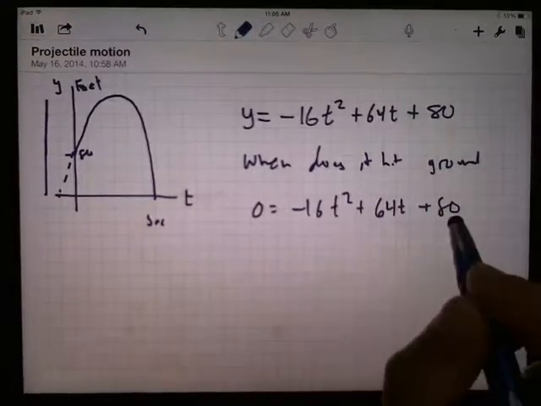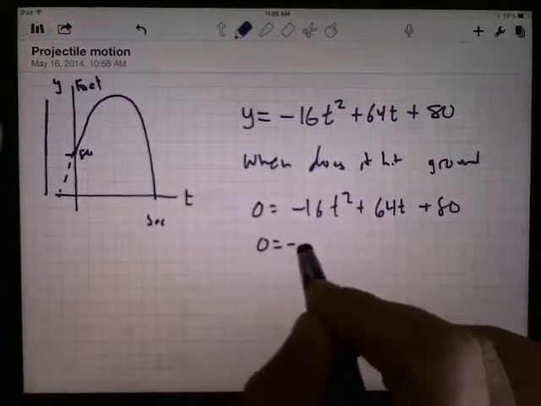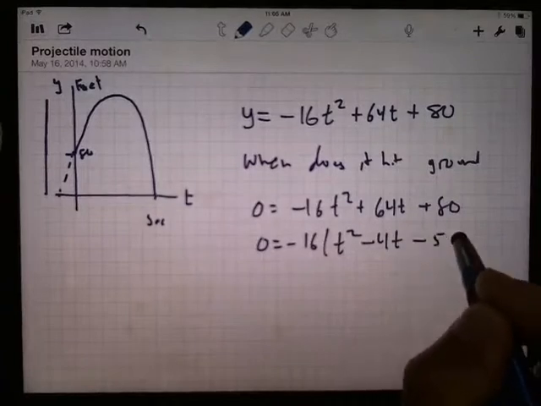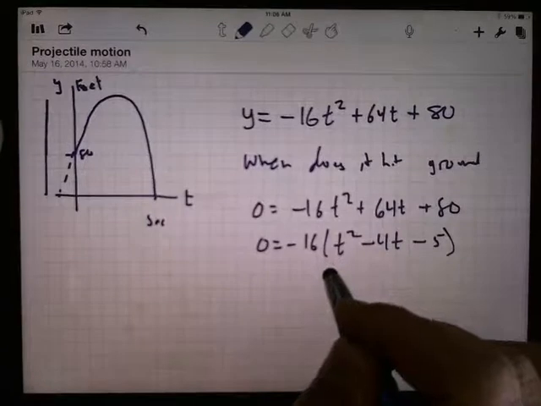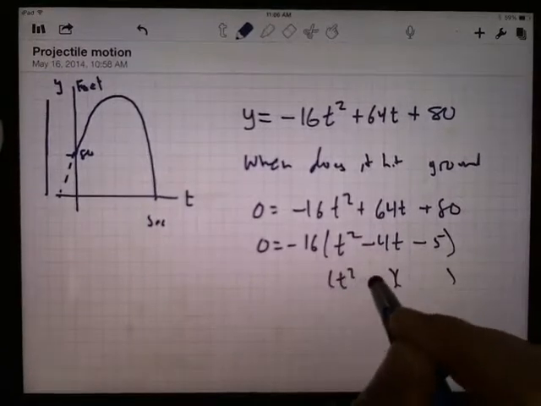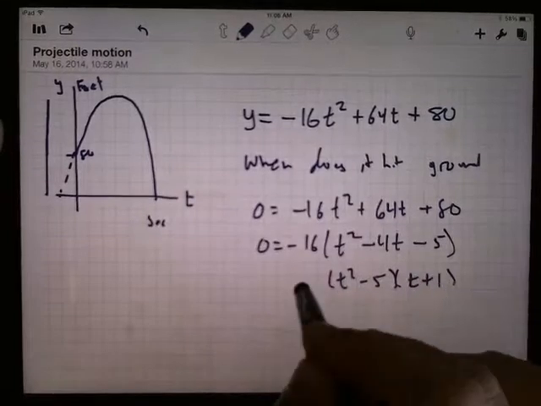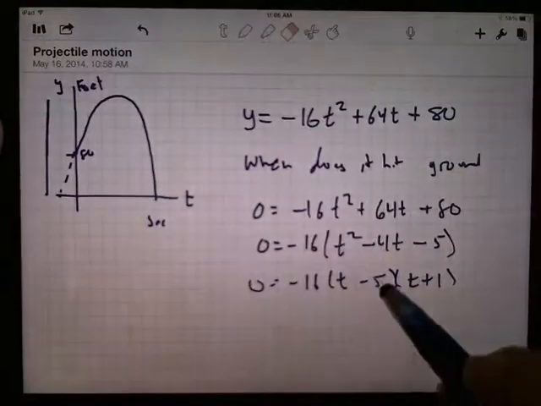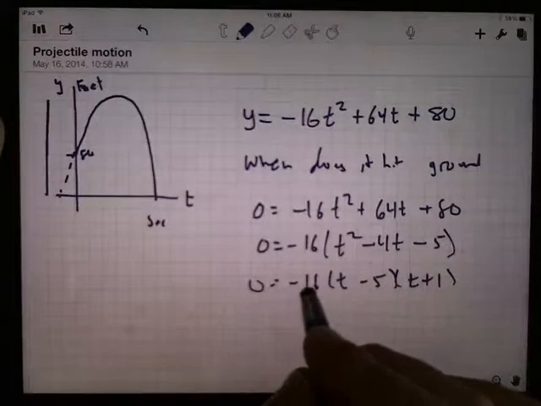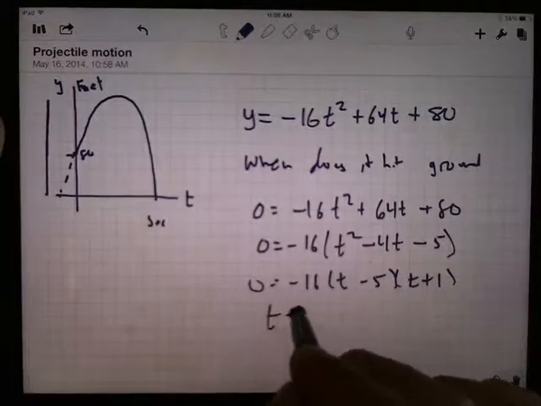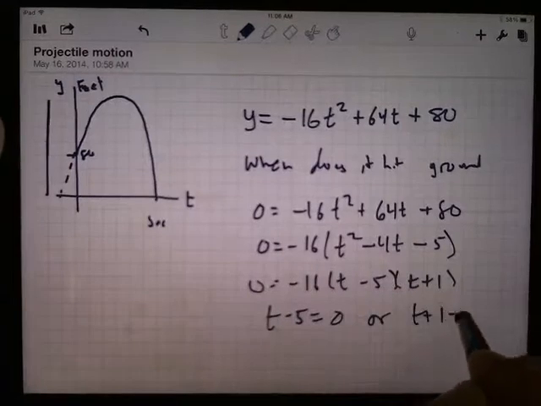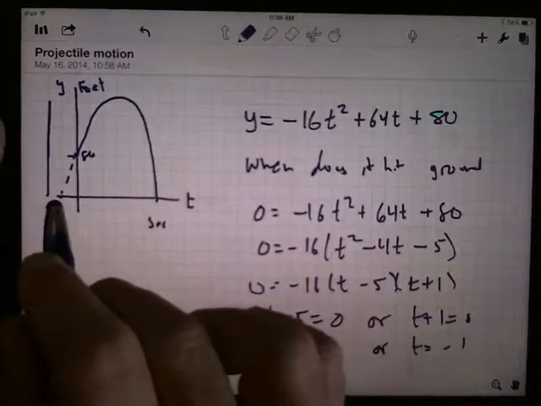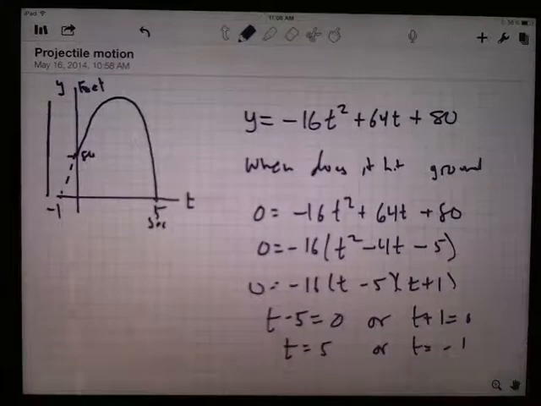This one, if you happen to notice that there's a factor of negative 16 that you can take out, gives t squared minus 4t minus 5, and then you can factor this: t minus 5 and t plus 1 are the factors. So either the 16 is equal to 0, which it isn't, or t minus 5 is equal to 0, or t plus 1 is equal to 0. This tells you that t equals 5 or t equals negative 1. Sure enough, there was that negative 1 back here, and the 5 is right there. So this is something you would have done in an algebra class.